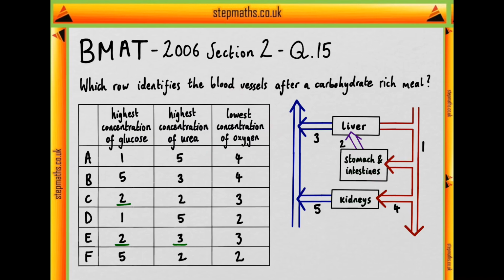Moving on to the lowest concentration of oxygen, well, we can say that 3, which is the option corresponding to row E, which we think is likely to be the correct answer, because this blood has passed not only through the stomach and intestines, but also the portal system between the stomach and intestines and the liver, and then on to the systemic circulation. So there are 2 organs which this blood has passed through, and therefore we can speculate that it would have the lowest concentration of oxygen out of the vessels shown here. So we can say our answer is option E.